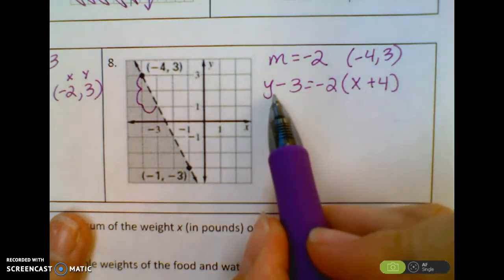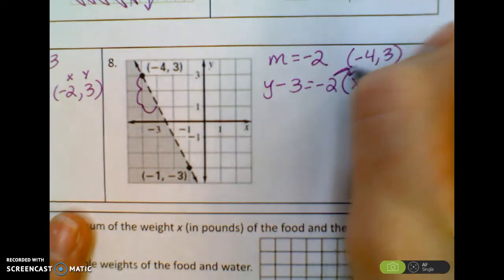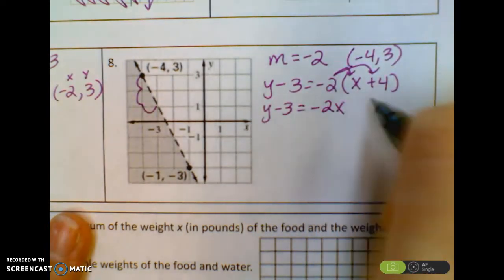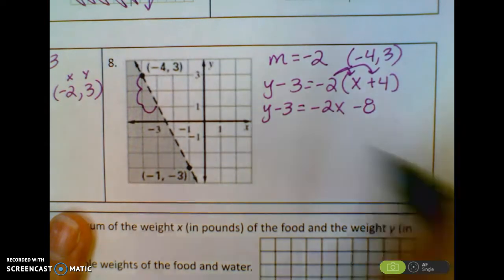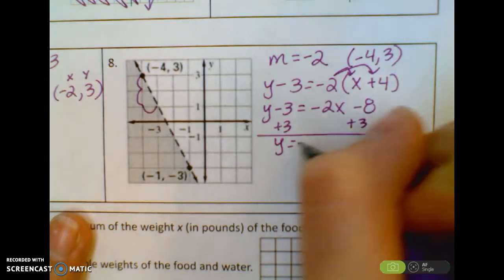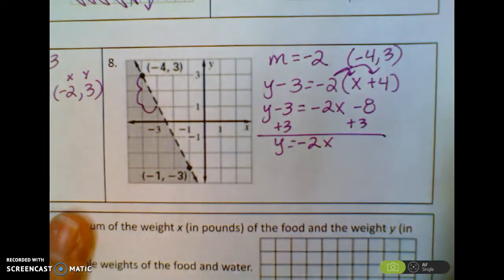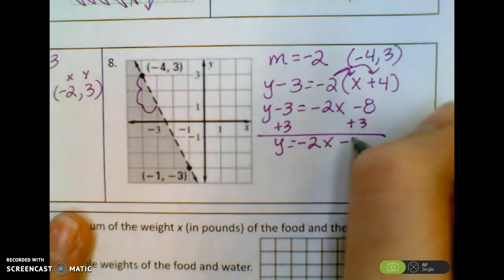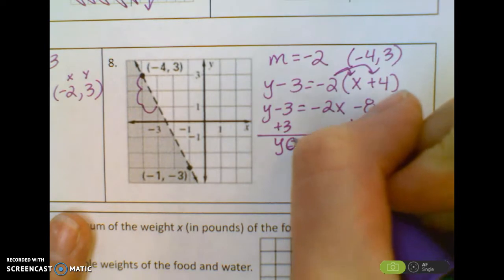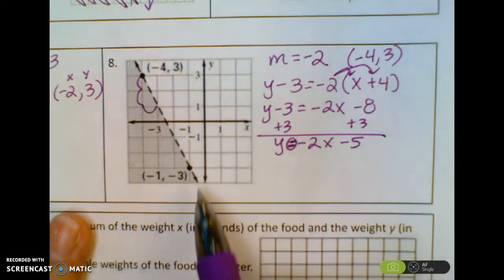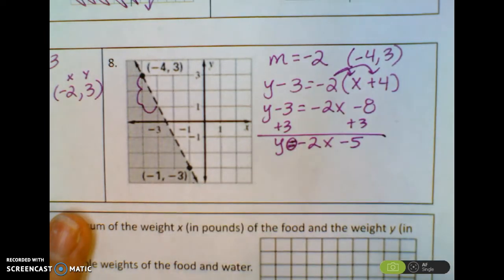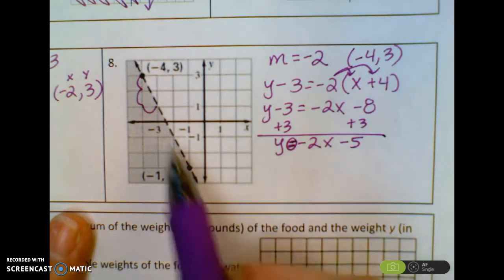Now we want to get our equation as y equals, so let's distribute that -2. That gives me y minus 3 equals -2x minus 8. To get the y by itself, add 3 to both sides. That gives us y equals -2x, and -8 plus 3 will give us -5. So now we have the y equals, but let's circle that equal sign because we don't want to stop there. This is not just the line, we have a half plane that's shaded, so we need to figure out the inequality there. Let's choose a point that is in our half plane.